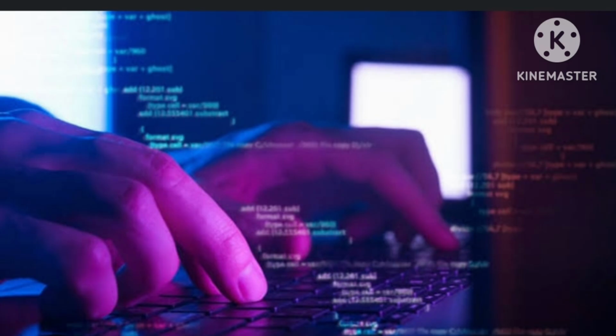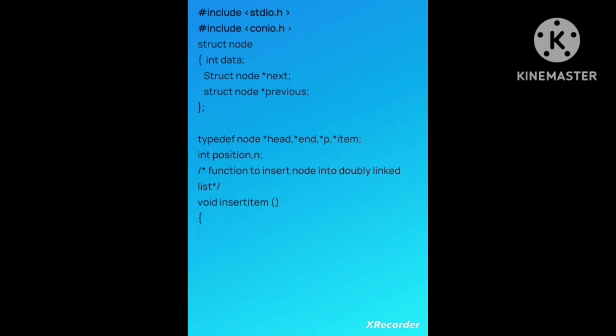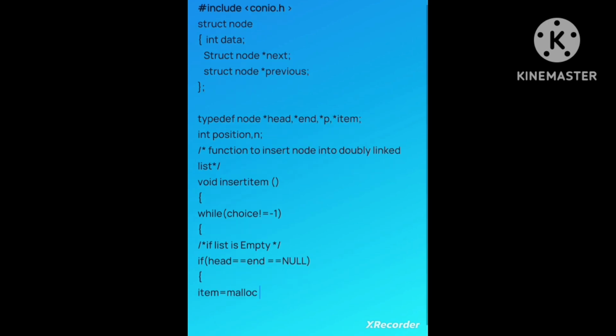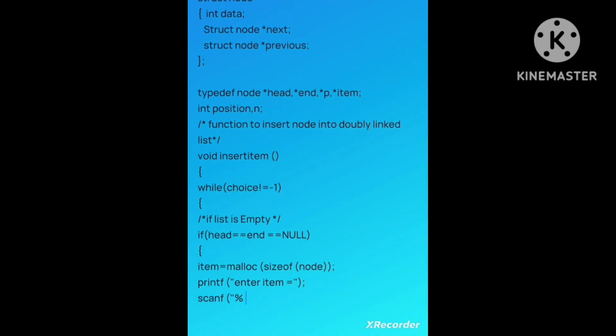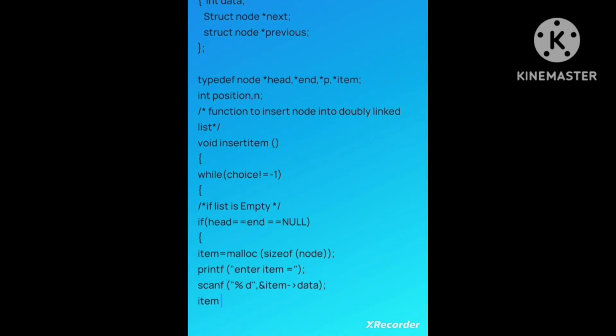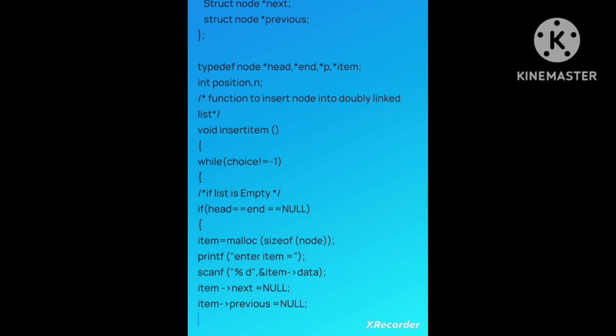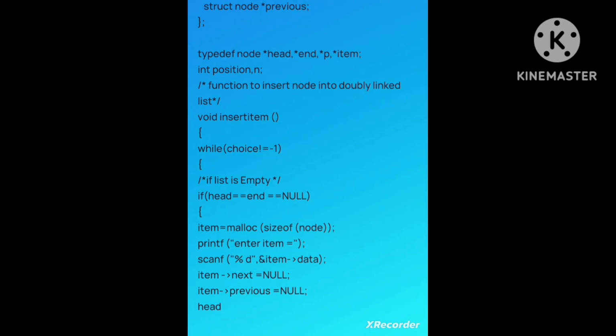Let us have a look at the programming concept of doubly linked list using C programming code. So let us start with defining the structure of the node for the doubly linked list. The node will consist of two pointers, next and previous, and one data value. And also for the forward and backward directions we will assign two pointers, that is the head and the end pointer. Now let us start with a void insert item operation.